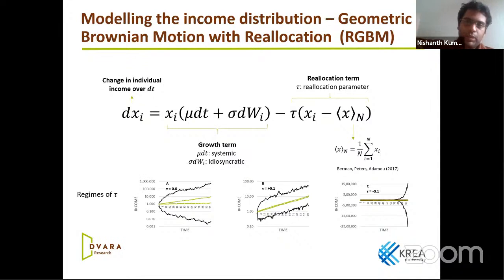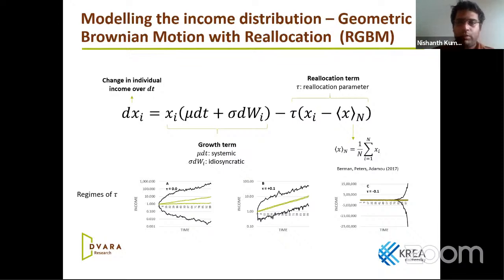If it's 0, the term wipes out, and you have just a geometric Brownian motion, which if evolved over a long period of time gives almost perfect inequality, which means that if it goes to infinite time, you will have one individual who holds all of the income, and the rest hold nothing, or one group that holds all of the income, and the rest hold nothing.